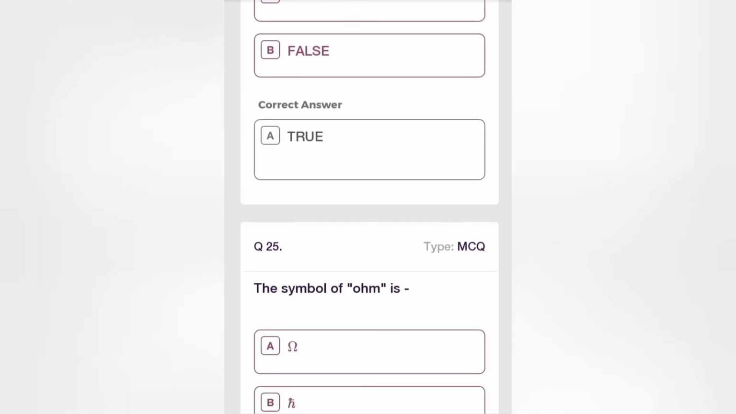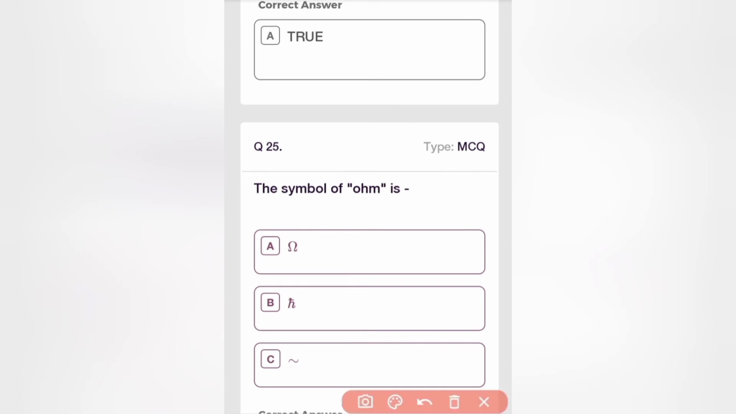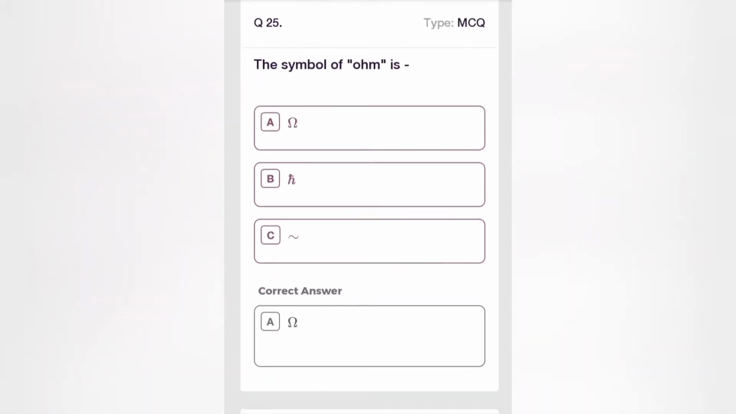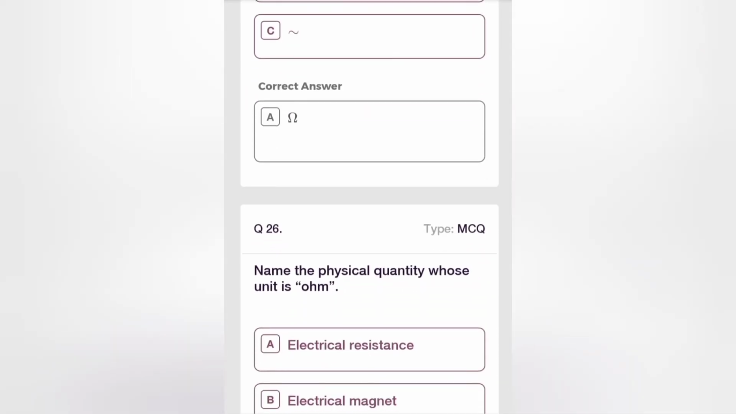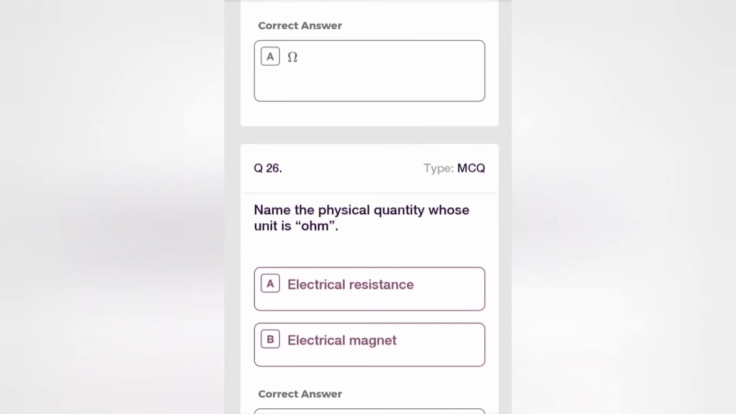How do we represent the symbol ohm? See, this is wrong. This is not the way. This is the correct answer. This is the Greek letter which we use to represent ohm. The correct answer is option A. Name the physical quantity whose unit is ohm. Electrical resistance is correct.